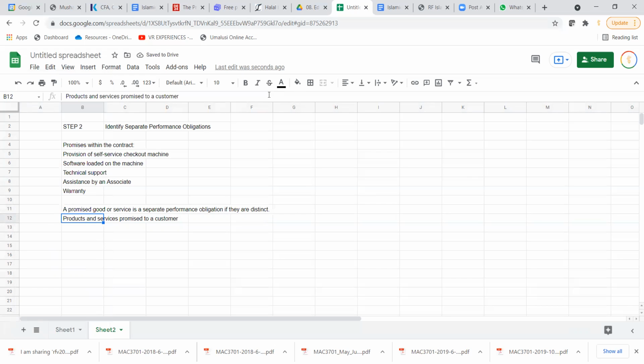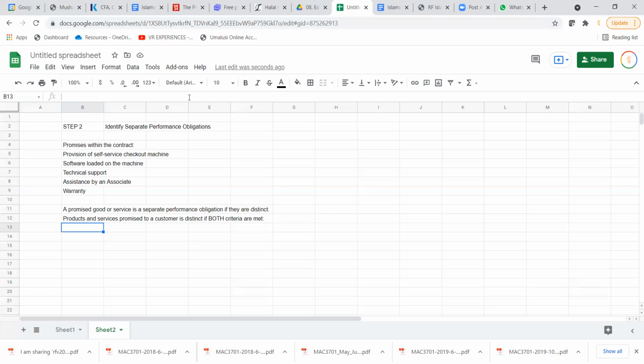Next point. Now we tell them products and services promised to a customer is distinct if both criteria are met. Okay, so remember, both criteria must be met, not one. Both must be met. So in many cases, one of them will be met, but the other one won't be met. Then that means it's not distinct. Okay, so that's important.